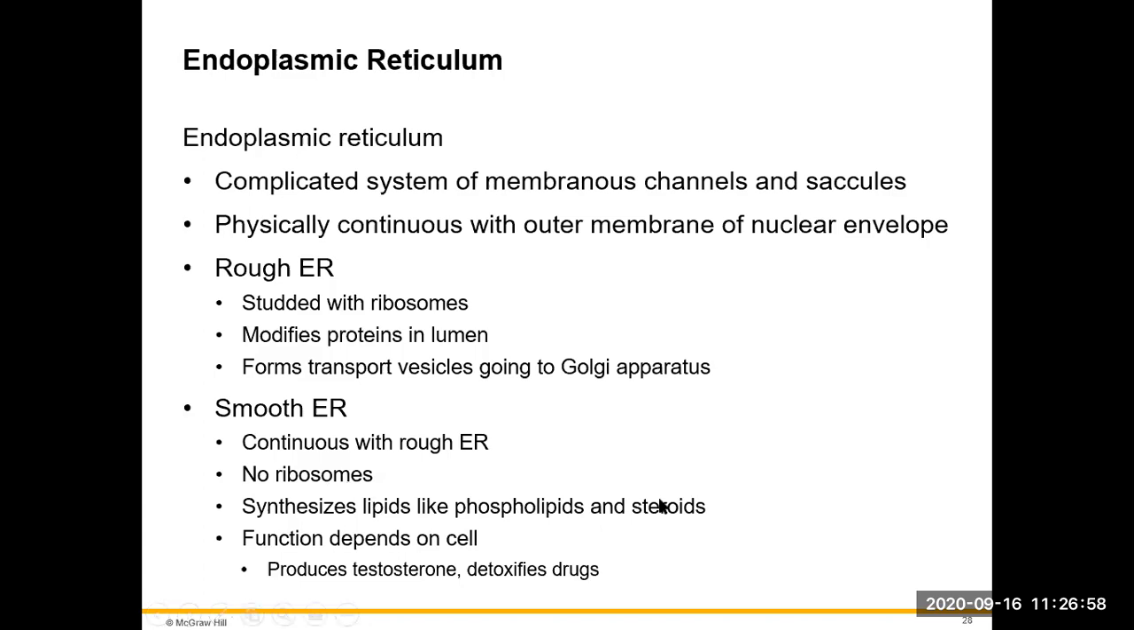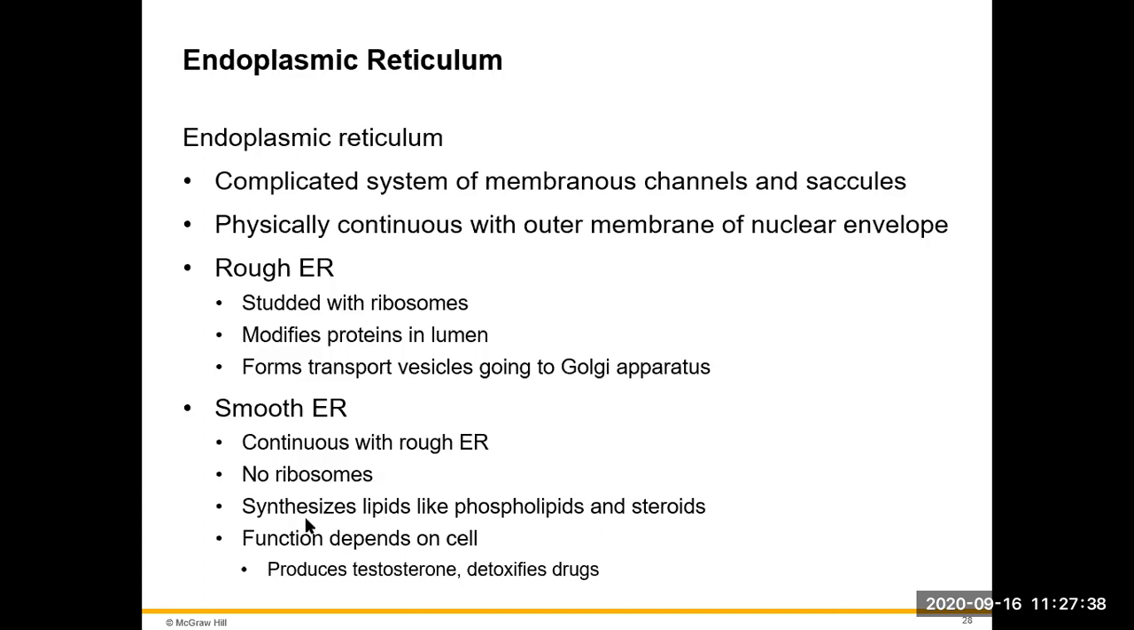It is also smooth in a sense because it actually synthesizes lipids like phospholipids and steroids. As you know, lipids are very smooth by nature, like fat, or think of butter, it's very smooth. That's why it helps you to remember that smooth endoplasmic reticulum synthesizes lipids. I'm not saying it is smooth because of this. I'm just saying it looks smooth because it has no ribosomes. And on top of that, lipids are smooth, so they're related. I just want you to remember it that way.